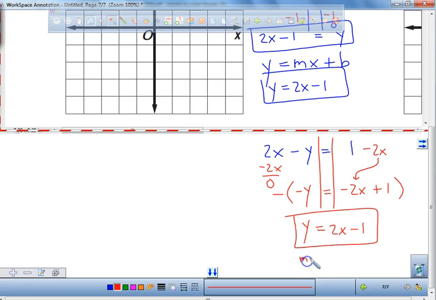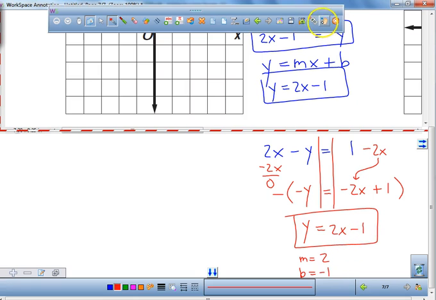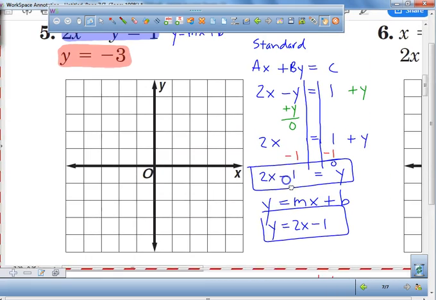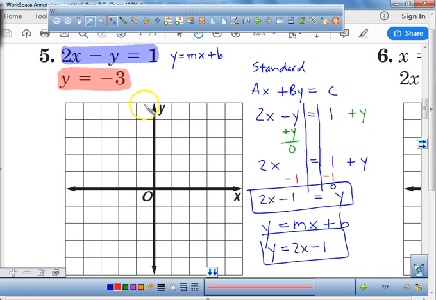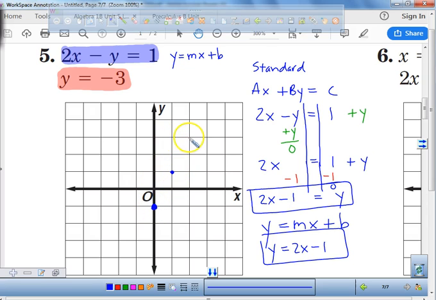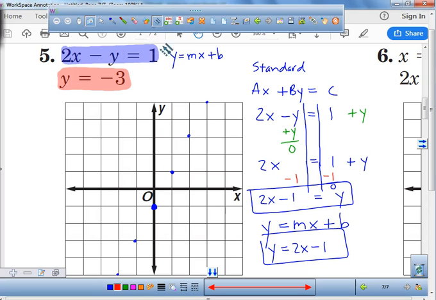What's our slope? Our slope is 2. Our y-intercept is negative 1. So we're going to go ahead and graph this line. Okay? So what's our y-intercept, everybody? Our y-intercept's at a negative 1. What's our slope? Up 2 over 1. But you can also go down 2 and over 1 to the left. I want you to draw a nice line that goes through all of those points right there.